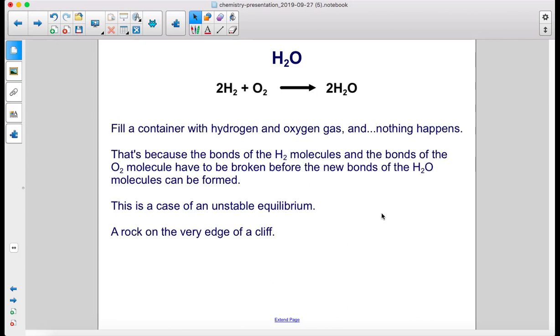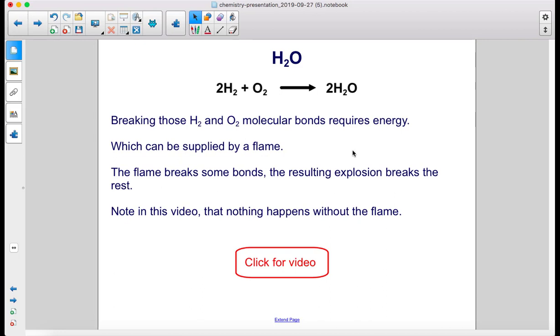Fill a container with hydrogen and oxygen gas and nothing happens. That's because the bonds of the H2 molecules and the bonds of the O2 molecule have to be broken before the new bonds of the H2O molecules can be formed. This is a case of an unstable equilibrium, a rock on the very edge of a cliff. Breaking those H2 and O2 molecular bonds requires energy, which can be supplied by a flame. The flame breaks some bonds, the resulting explosion breaks the rest. Note in this video that nothing happens without the flame.